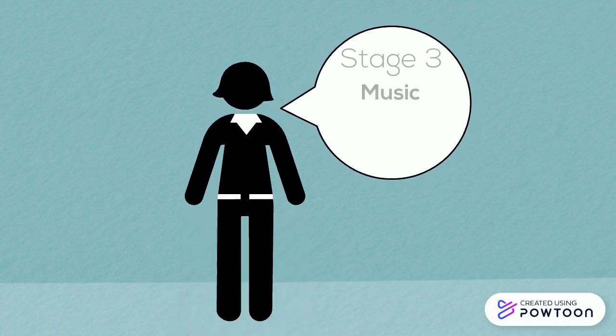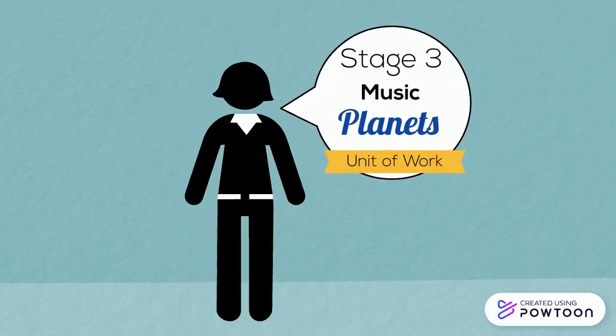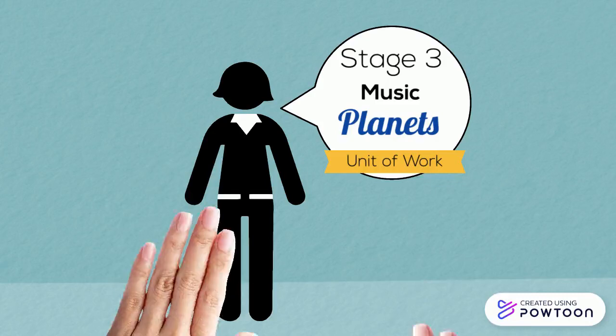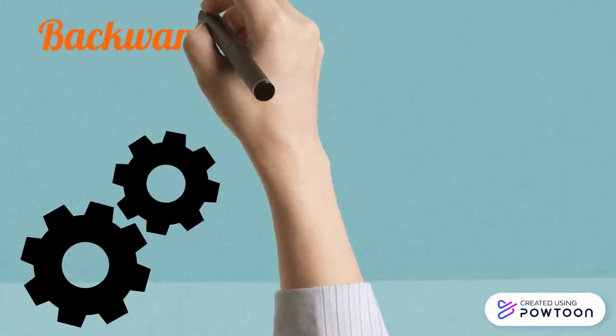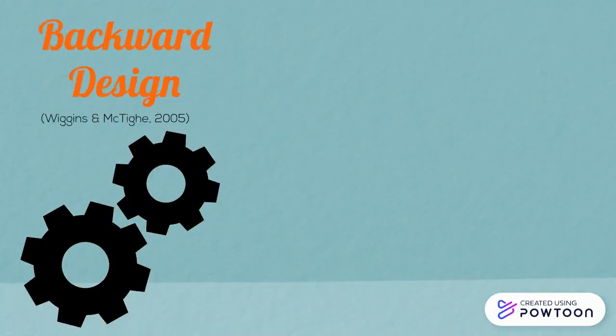This presentation will discuss how backward design was used to create a Stage 3 music unit, which links to the students' concurrent study of the planets in science and technology. The unit was designed using backward mapping, as described by Grant Wiggins and Jay McTeague.